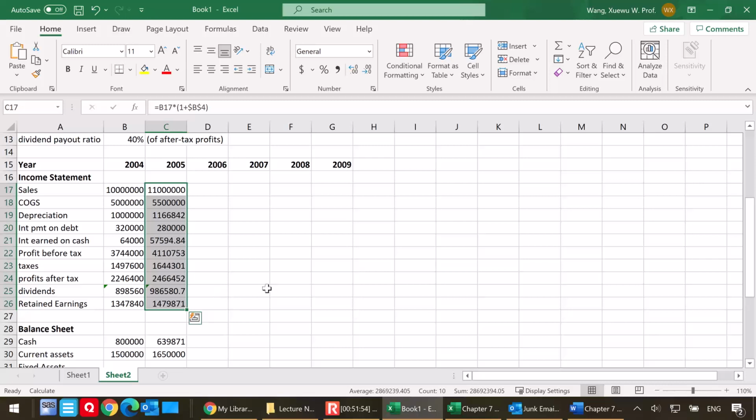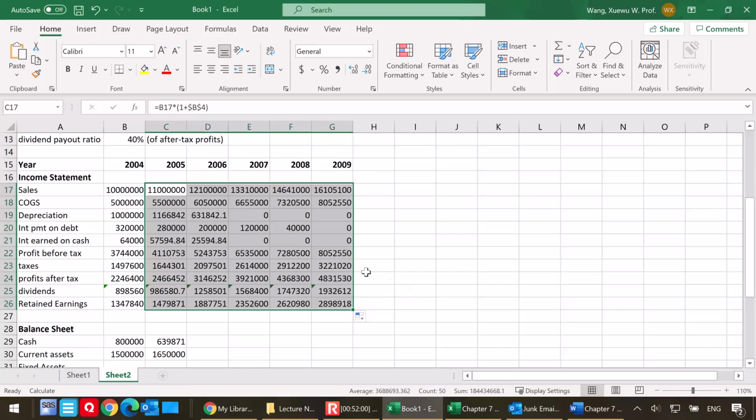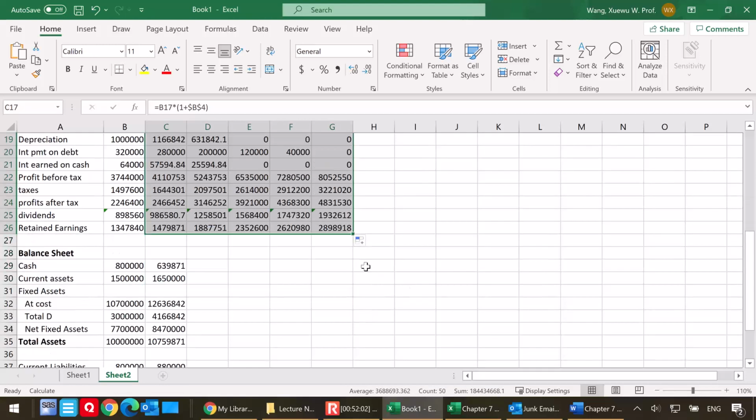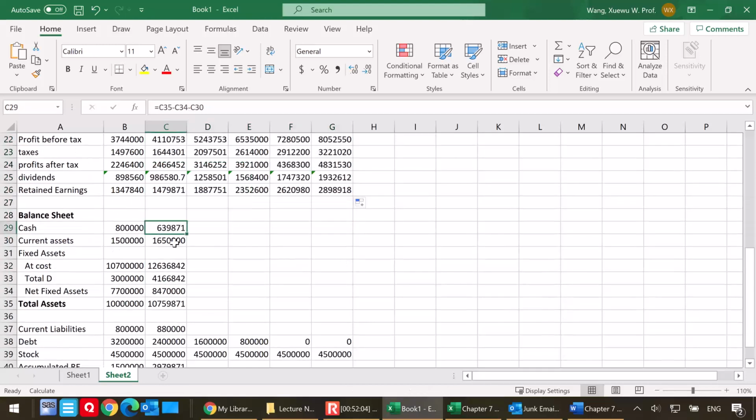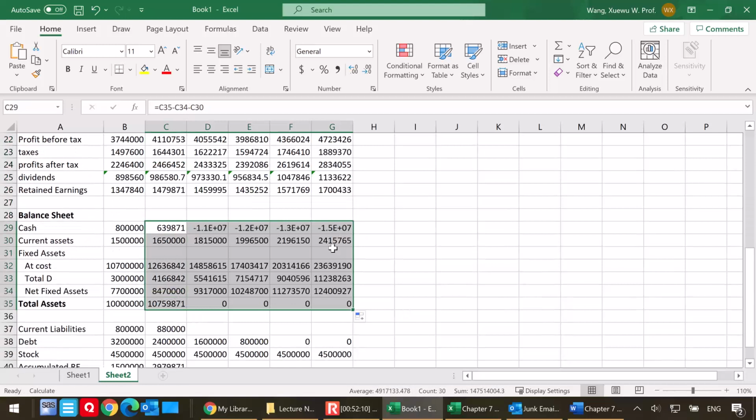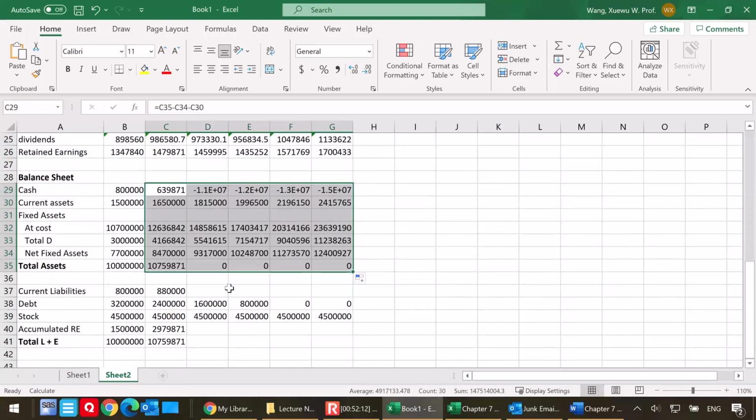All right, and I'm going to copy this across here. And you see a bunch of numbers, a bunch of zeros there. Don't worry, they're going to be updated. And I'm going to copy this across as well. And the numbers are updating again. And I'm going to copy this as well.